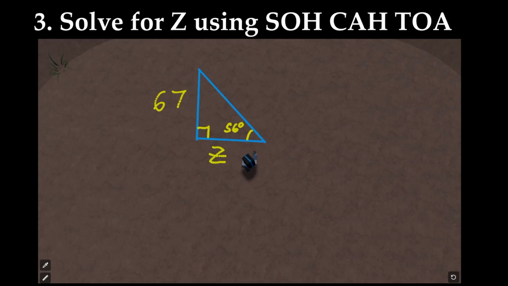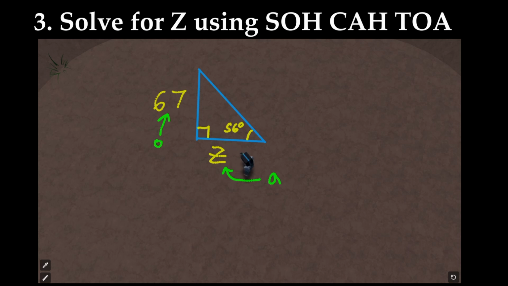So let's start with z. Well, it's not the hypotenuse because it's not across from that right angle. And because it's right next to that 56 degrees, it's the adjacent side, or I'll call it A. What about this 67 over here? Well, it's not the hypotenuse and it's not the adjacent. And notice that it's all the way across from that 56 degrees. Therefore, it is O, the opposite side.